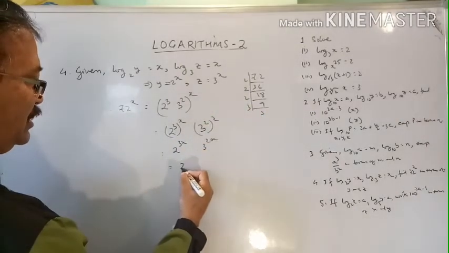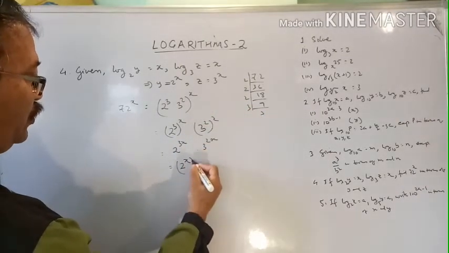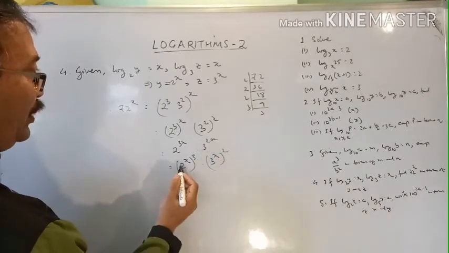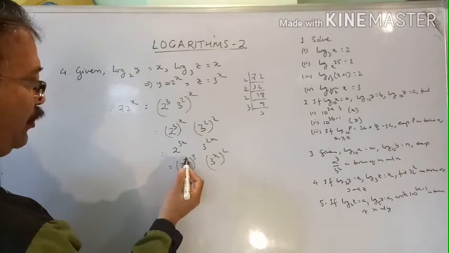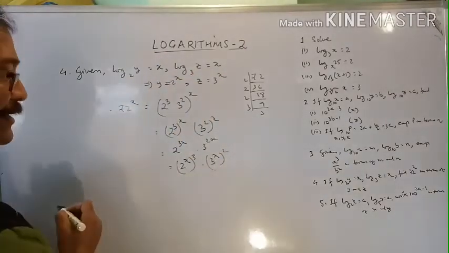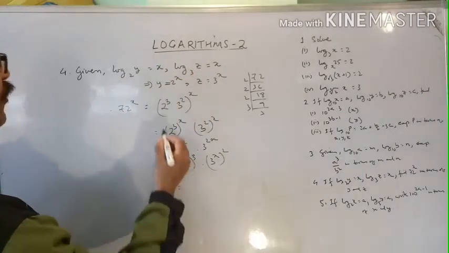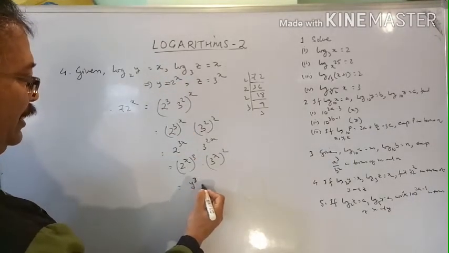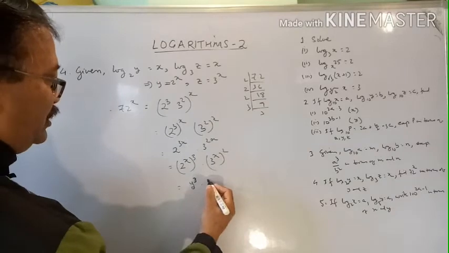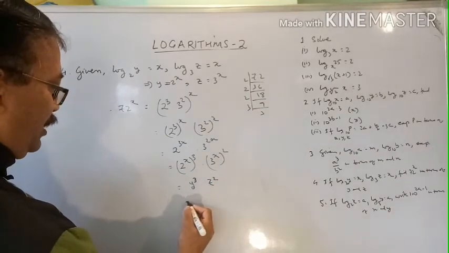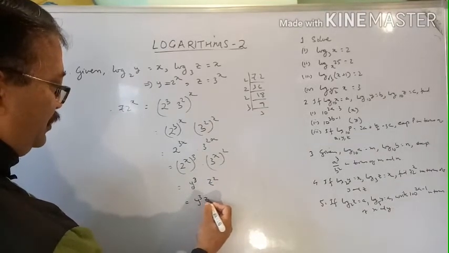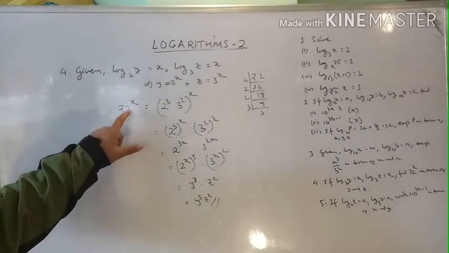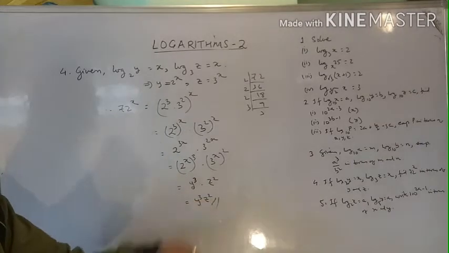So we write this as 2 to the power x whole cube and 3 to the power x whole square, so that we can put the values of 2 to the power x and 3 to the power x. So when you put the value of 2 to the power x, it is y cube, and 3 to the power x is z, so it is z square. So the answer is y cube z square. So this is the answer. We have expressed 72 to the power x in terms of y and z.